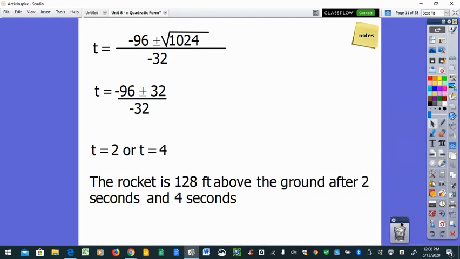So what does this mean? Basically the rocket is going to shoot up and it's going to go past 128 feet. It's going to go higher than that. And then it's going to stop and turn around and come back down because gravity is pulling on it. And it will hit 128 again at 4 seconds. So here we didn't have a negative root. That rocket hit the 128 feet twice, going up and coming down.